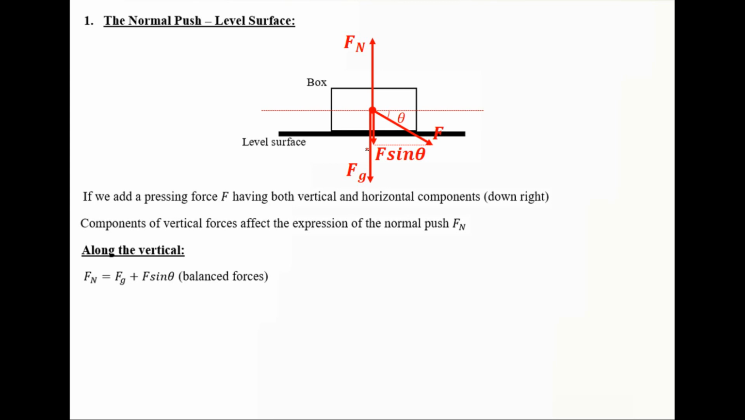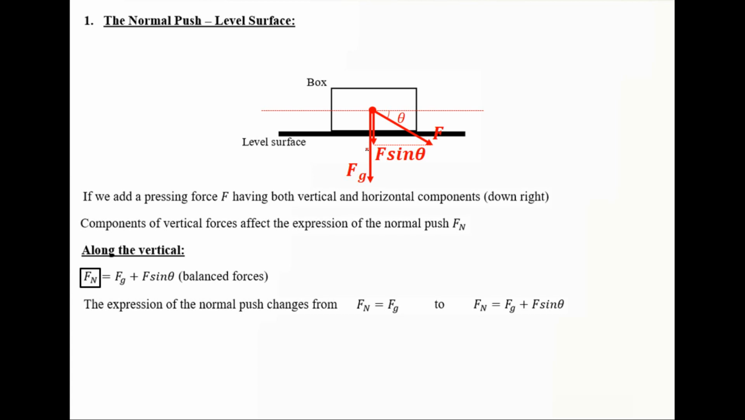Then in this case, we can say that the normal push, which is up, is equal to Fg plus F sine theta, which is down. These are balanced forces because there is no motion along the vertical. And if we're searching for the expression of the normal push, indeed the normal push is Fg plus F sine theta, which means that the expression of the normal push changes from Fn, which is Fg, into Fg plus F sine theta.